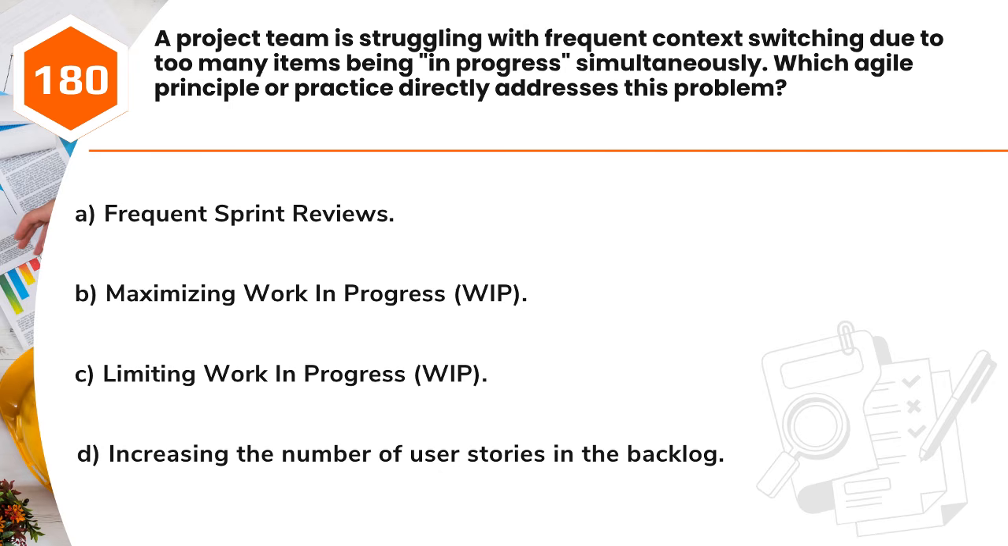Question 180. A project team is struggling with frequent context switching due to too many items being in progress simultaneously. Which Agile principle or practice directly addresses this problem? A. Frequent sprint reviews. B. Maximizing work in progress, WIP. C. Limiting work in progress, WIP. D. Increasing the number of user stories in the backlog.